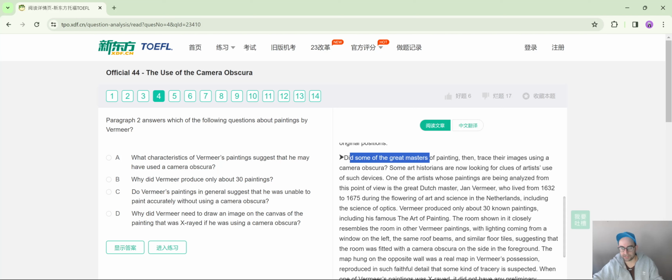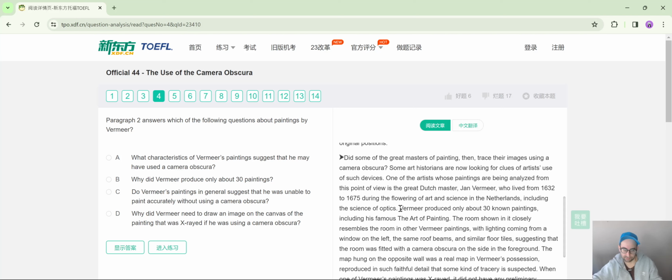Did some of the great masters of painting do this? I need to run into Vermeer and his paintings. I'm now looking for such, one of the artists is the great Dutch master Jan Vermeer. There we go. So we're in the right spot. Now we need to know what characteristics he may have used. So, is that answered in this text? Let's see. Who lived from this time to this time during the flowering of art and science in the Netherlands, included the science of optics. No, I didn't read anything.